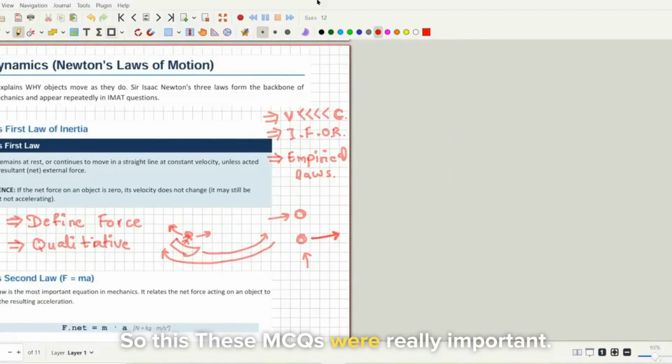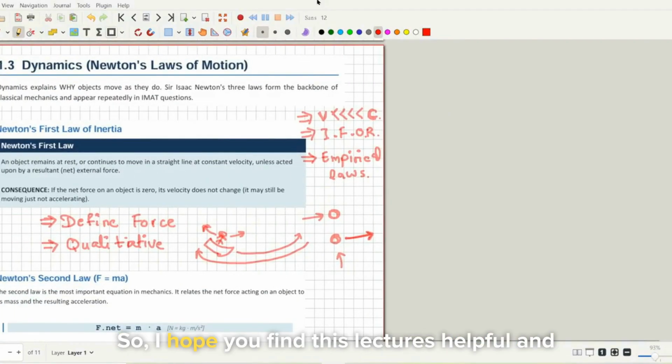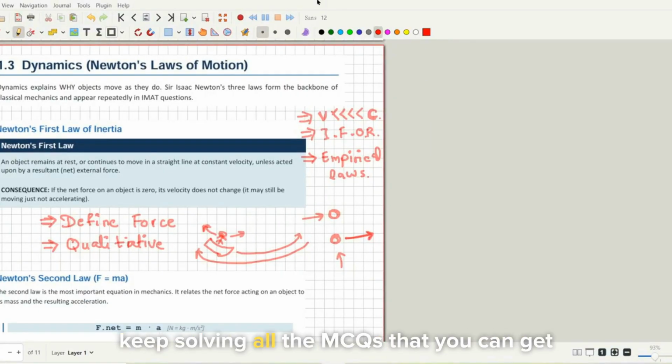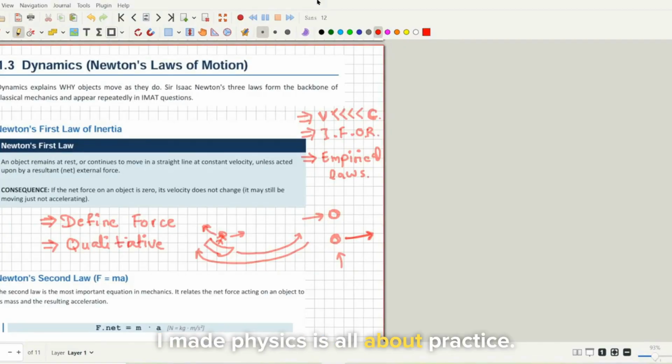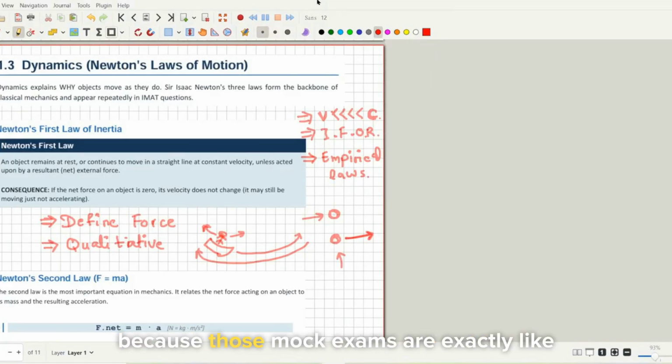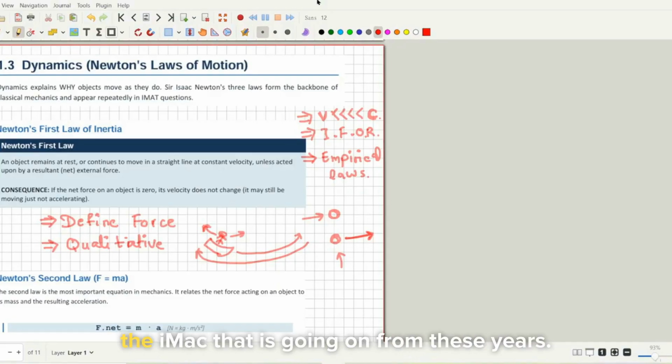So these MCQs were really important. I hope you find these lectures helpful, and keep solving all the MCQs that you can get from these topics. IMAT physics is all about practice. If you are not practicing enough, then you will have a really hard time solving these MCQs in the real exam. So I really recommend solving the mock exams that we are giving to you, because those mock exams are exactly like the IMAT that has been going on in these years.